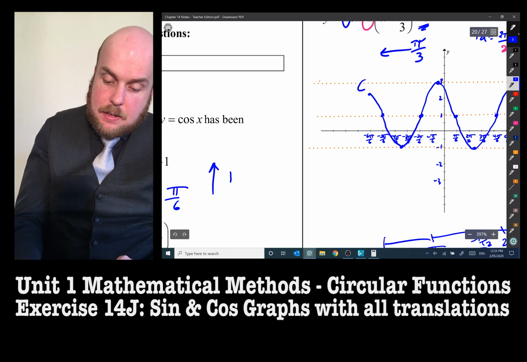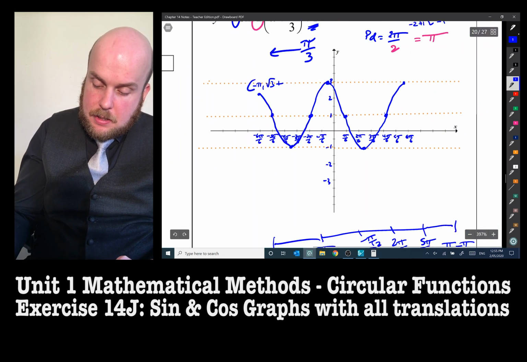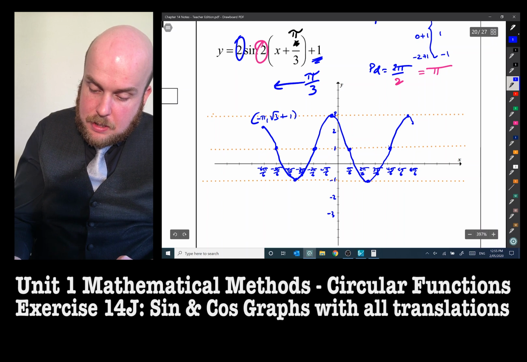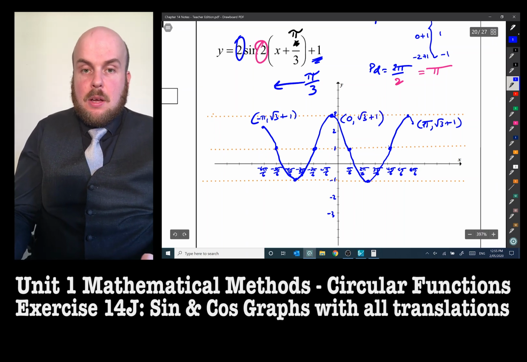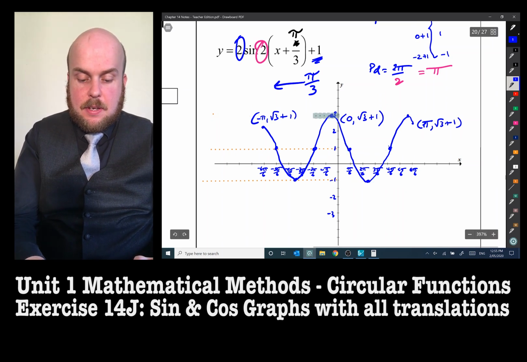So it's going to be negative pi, root 3 plus 1. I did say root 3 plus 1. Oh, good. Root 3 plus 1. And so similarly, this is pi, root 3 plus 1, because they'll be symmetrical. And also, it'll be the x-intercept as well. So 0, root 3 plus 1. Whew! And there is that graph. We can get rid of our little training wheels here and see our lovely graph in all of its glory.